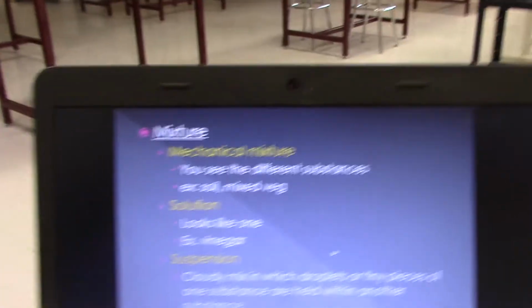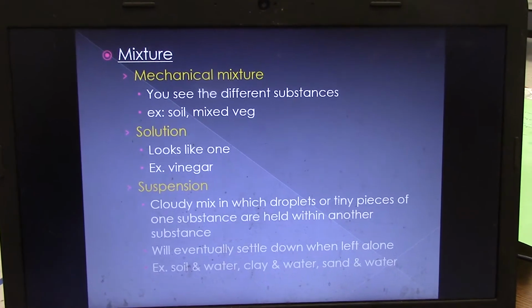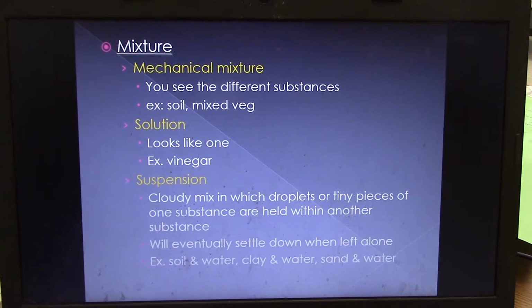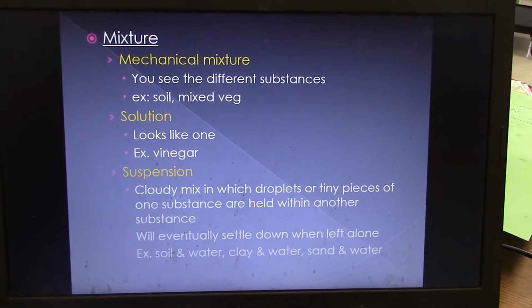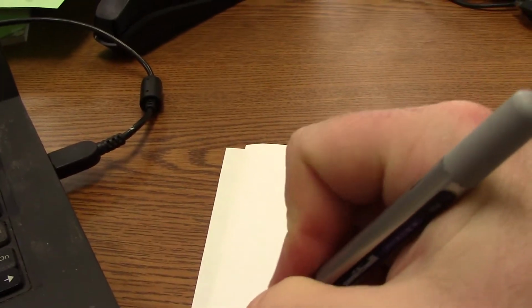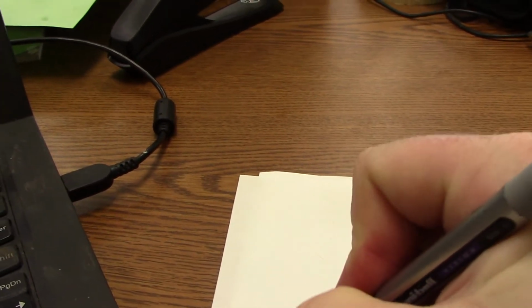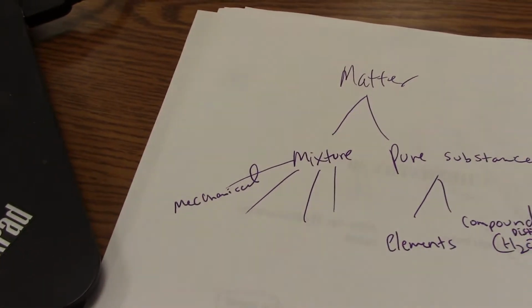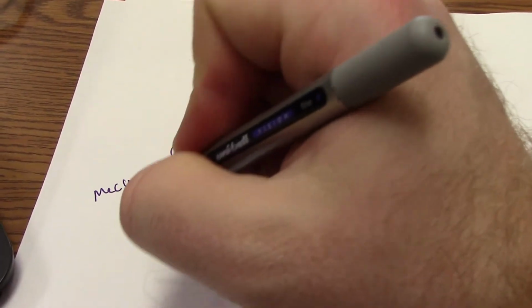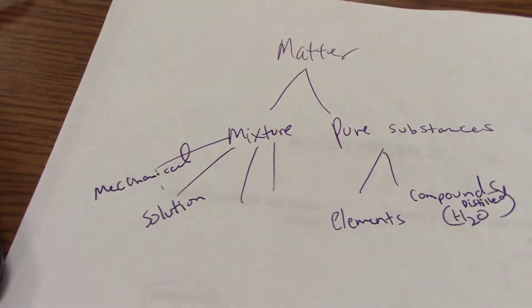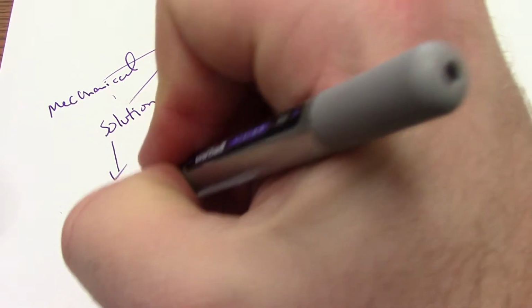Okay, so in your notes here, with mixtures, we can have mechanical mixtures, solutions, or suspensions. With a mechanical mixture, you can see the different component parts. You can have solutions where there's one thing dissolved into another thing, so there's generally a solute dissolved in a solvent.